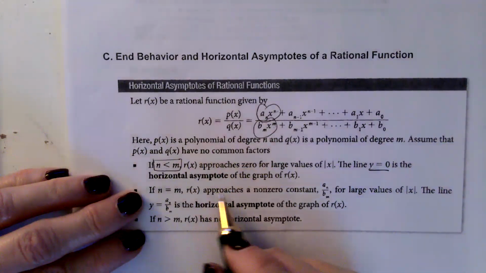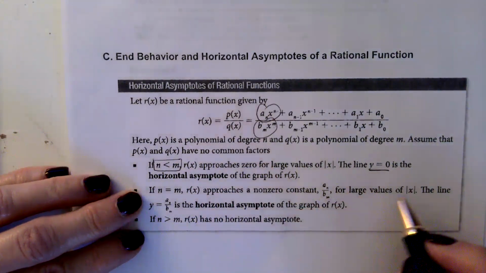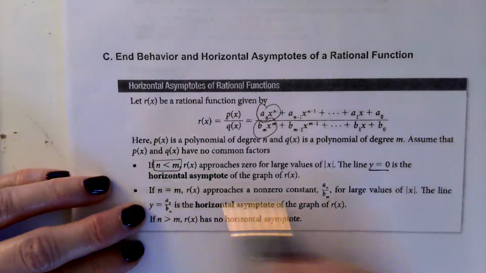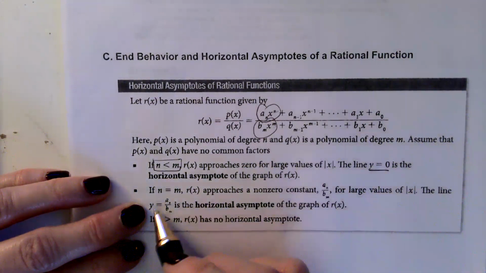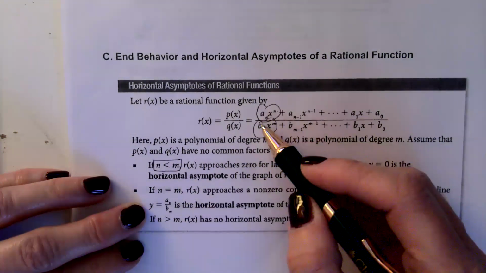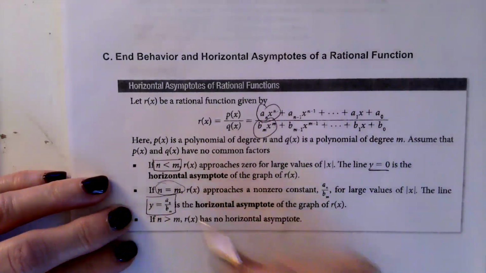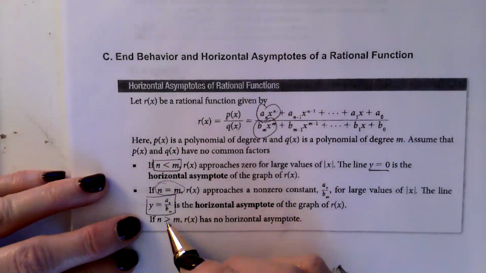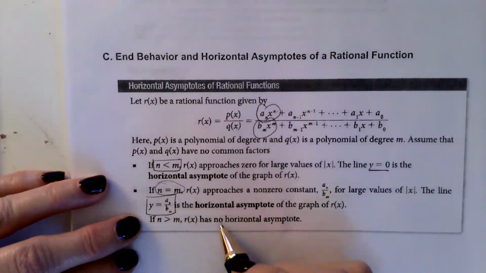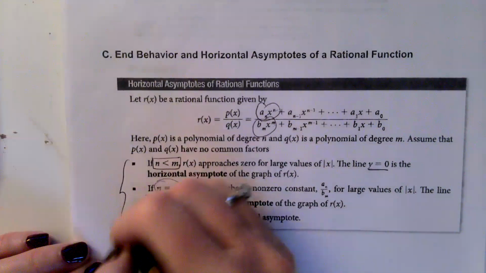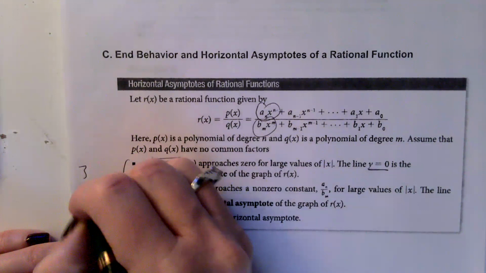If they're equal, so if they're growing at the same rate, then we're just going to be looking at the coefficients. There's going to be a horizontal asymptote at y equal to the leading coefficient of p over the leading coefficient of q, so a over b, only if the degrees are the same. And then if the numerator degree is bigger than the denominator, if the numerator is growing at a faster rate than the denominator, then there's not going to be a horizontal asymptote. So there are 3 possibilities. Let's write that. 3 possibilities.